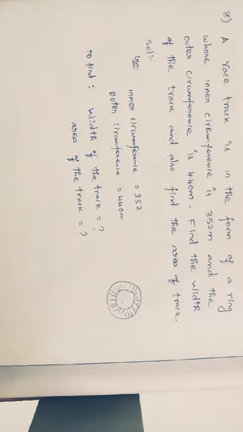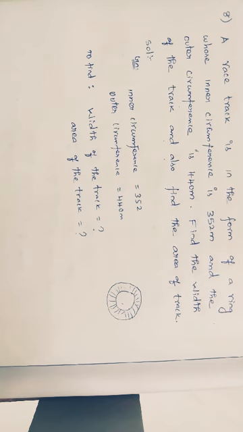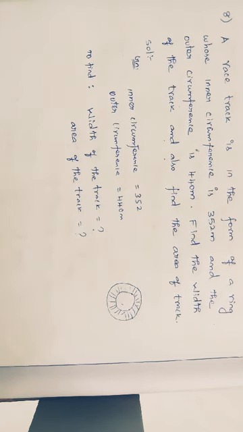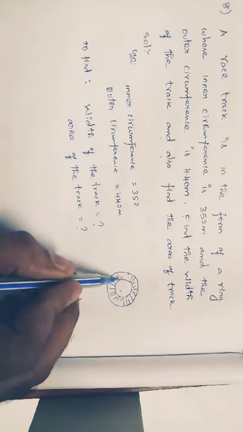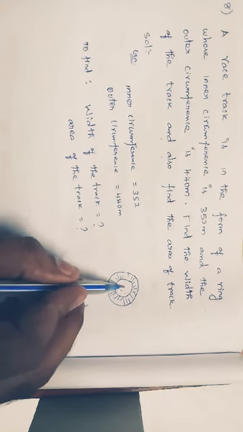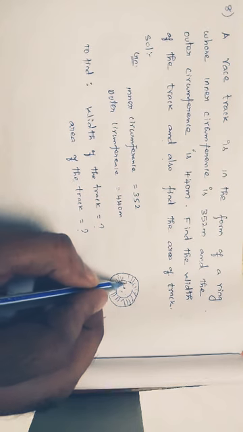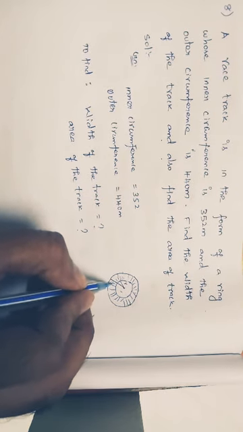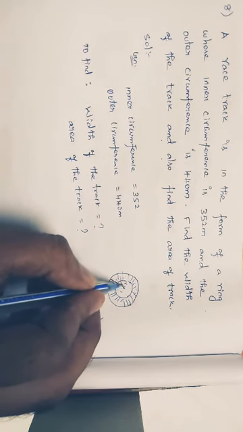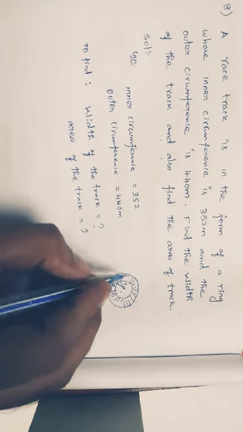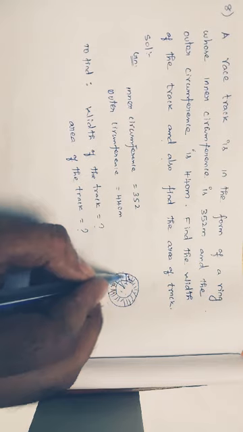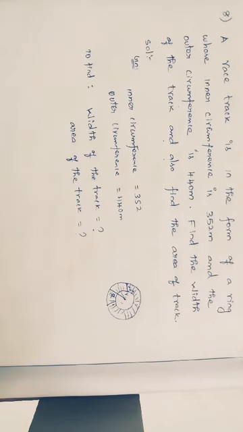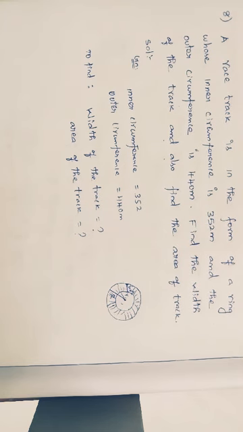So for finding the area of a ring, what things are we needed? Capital R and small r. For finding the width, how do we want to find the width? It's nothing but width is equal to capital R minus small r. This is nothing but small r and this is nothing but capital R. Capital R minus small r is nothing but width, which is called width, and this particular area is the width, right? So we want to find the capital R and small r.